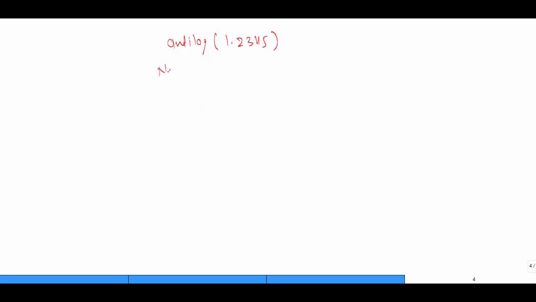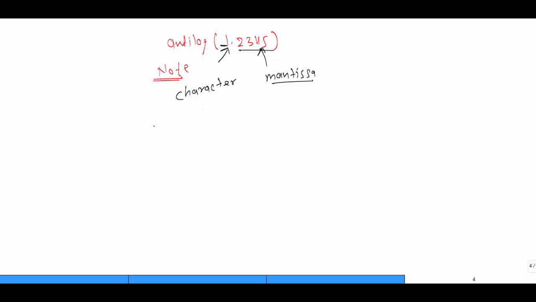Always remember, firstly make a note of whatever we have to find out: anti-log of 1 point something. Whatever is before the decimal is called the characteristic. And whatever is after the decimal is called the mantissa. So we have two things for anti-log: the characteristic as well as the mantissa.